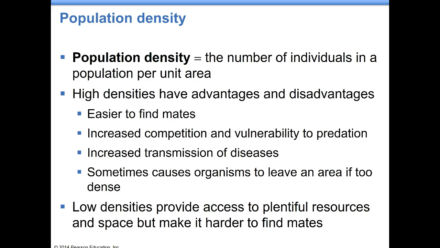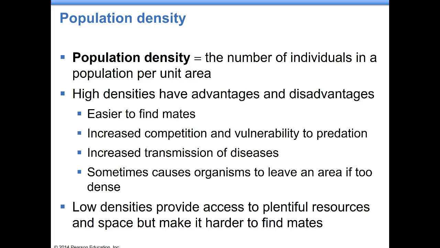So let's say that I had frogs, and let's say there were 150 frogs that lived on a pond that was 3 acres in size. So 3 acres is my unit area. So if I wanted to know how dense it was, I would just take 150 and divide it by 3, and that would be 50 frogs per unit area. 50 frogs per acre live in that area. And that's what we look at. We look at population density.